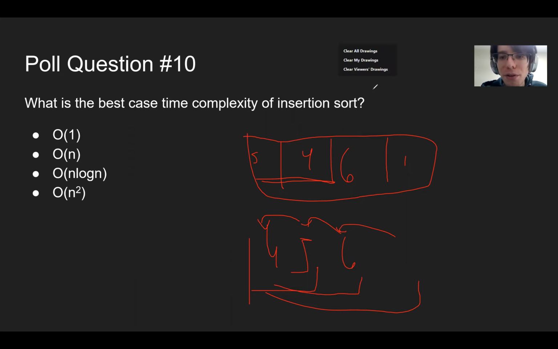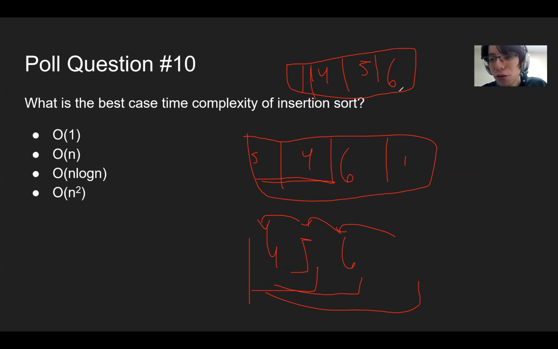But remember, best case time complexity has to do specifically with the input that you're given. It has to be some property of the input. So for example, let's say I'm given an input that is itself sorted. So 1, 4, 5, 6. What do we notice? I sort the first 2 elements, and I don't have to move 4 at all. I sort the first 3 elements, and I don't have to move 5 at all. I sort the first 4 elements, and I don't have to move 6 at all. So each time I'm doing just one check.